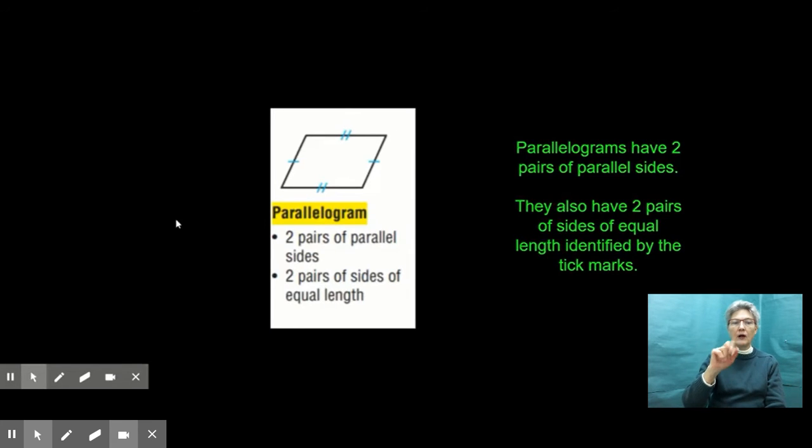A parallelogram. And a parallelogram, I always remember this shape because I think it's a shape full of parallel lines, right? There's 2 pairs of parallel sides and 2 pairs of sides of equal length. So you'll notice those tick marks that we talked about earlier. And I can see that this side here and this side here are equal because they have 1 tick mark. And then my sides on the top and bottom are also equal because those have 2 tick marks. They could have all 4 sides of equal length, right? But in this case, we have 2 pairs of sides of equal length.